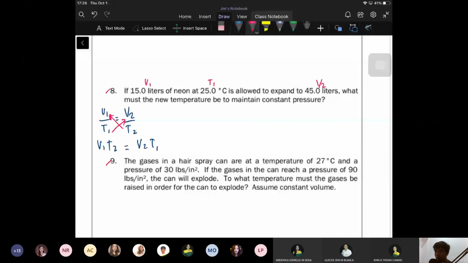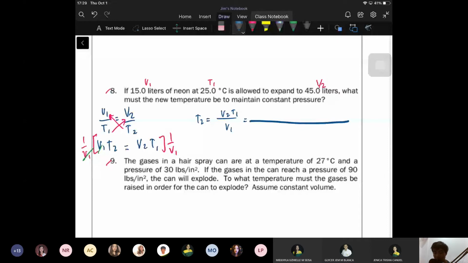So para ma-solve ko si T2, ano gagawin? May katabi siyang V1. So I have to cancel V1, no? So cancel V1. Okay? So we can cancel that by dividing both sides by V1. Hence, we will have the equation T2 equals V2 T1 over V1. Then we can now plug in all the information that we have, no?